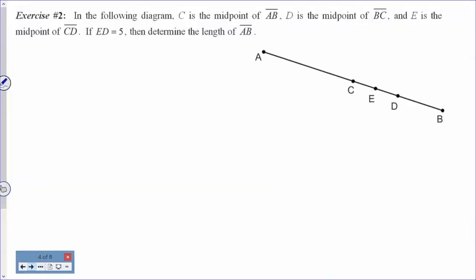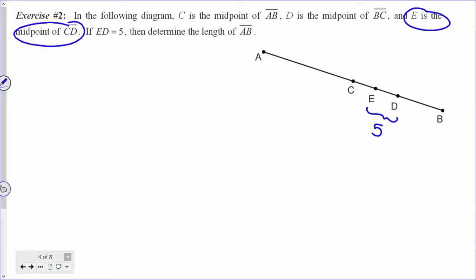Okay, what do we know? We know ED is equal to 5. But we know that E is the midpoint of CD, and of course that means that CE must also be 5. But we know that D is the midpoint of BC. And since this is quite clearly now 10, this then must also be 10 due to the fact that D is the midpoint of CB.